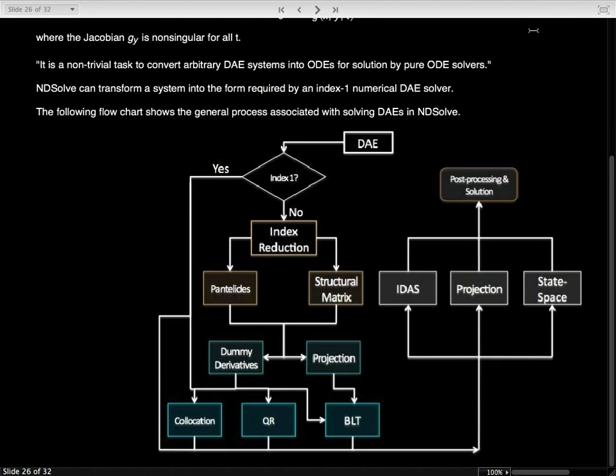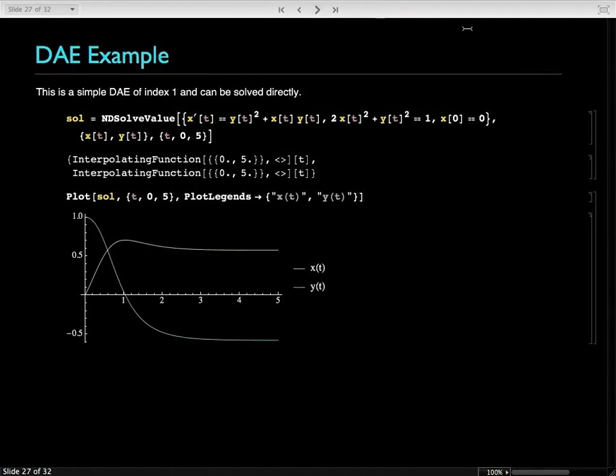It's going to try and find some consistent initial conditions to get that differential algebraic system started. And then it's going to use a variety of actual integration methods to try and carry out that integration, depending on what the form of the result that came out of the system was. So that's kind of a flow chart of how NDSolve solves differential algebraic equations.